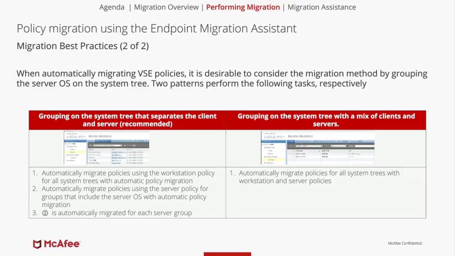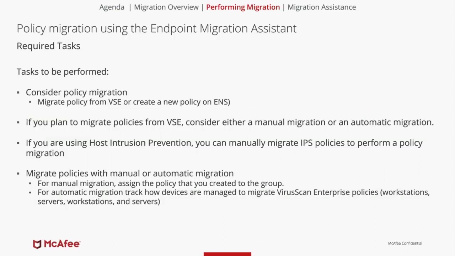To summarize what we've covered about using the Migration Assistant, you have a few tasks that need to be performed. Number one is consider whether you actually want to migrate your policies or just create new policies from scratch with ENS. If you do plan on migrating your policies from VSE, consider, based on environmental factors and the workload involved, whether you want to use manual migration or automatic migration. If you are using HIPS, make sure to manually migrate your IPS policies. That way those carry over to exploit prevention as well. And once you've decided on the path that you want to take, actually perform the migration using either manual or automatic migration.